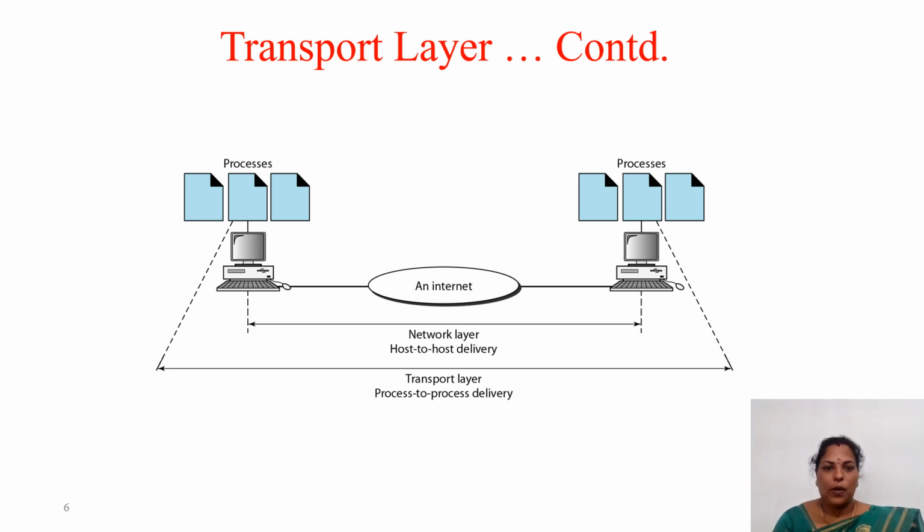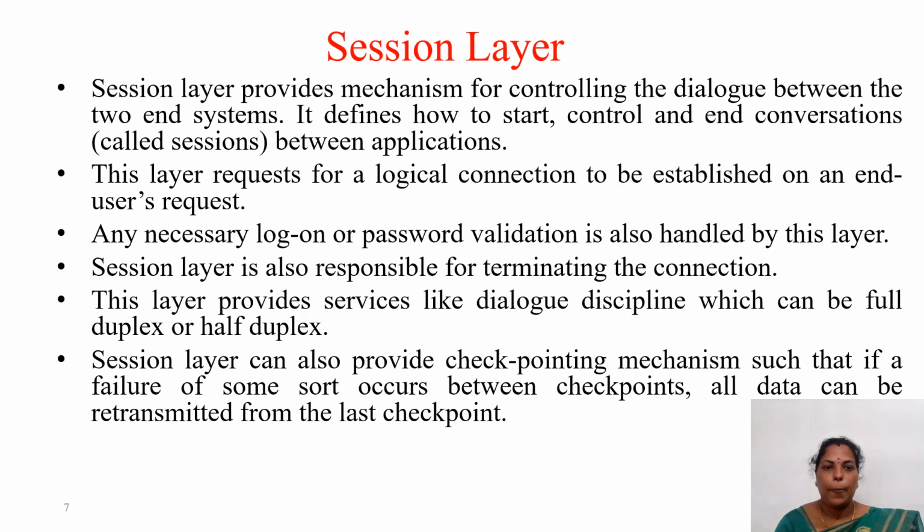So here you see processes are there. The process is end-to-end delivery. The network layer is host-to-host delivery, that is node-to-node delivery. The transport layer is process-to-process delivery. That is the main difference. Always remember the difference between the network and the transport layers: network is host-to-host delivery and transport layer is process-to-process delivery.